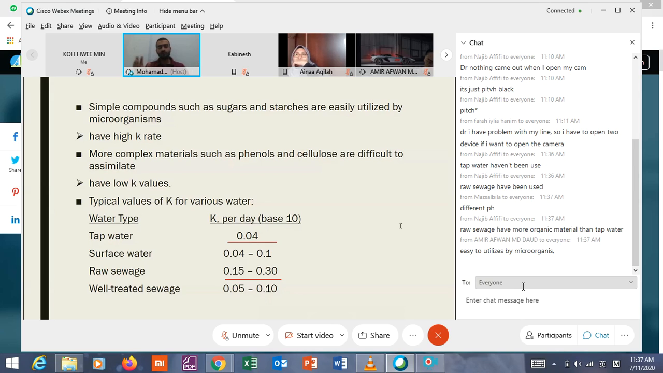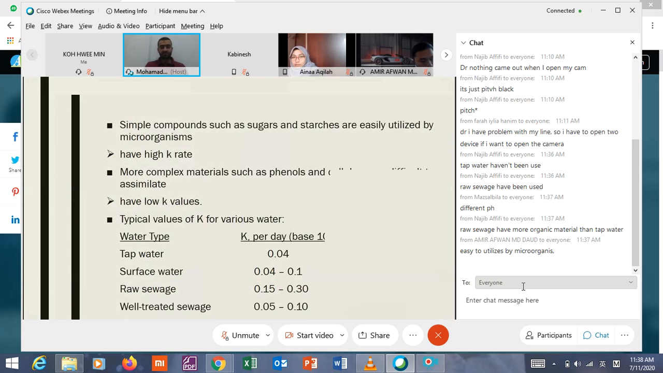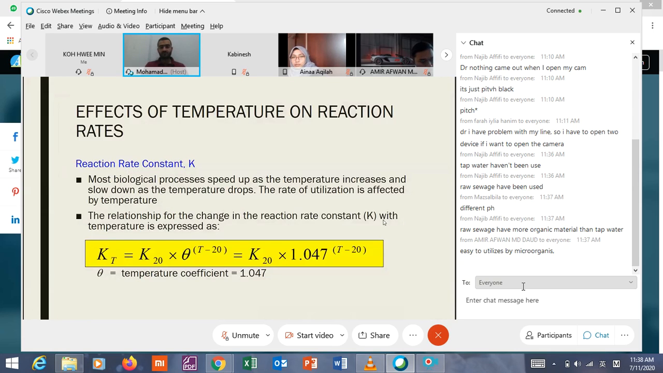In the tap water, there is almost no organic waste, so the rate of the activity of bacteria is very low. And that's why the K is also very low. So that's why there is a difference between both values of K.